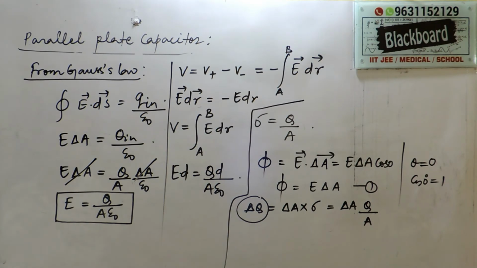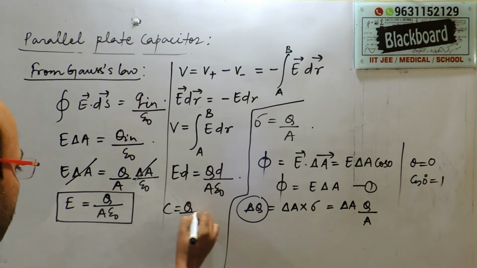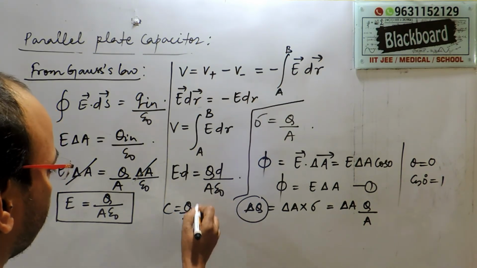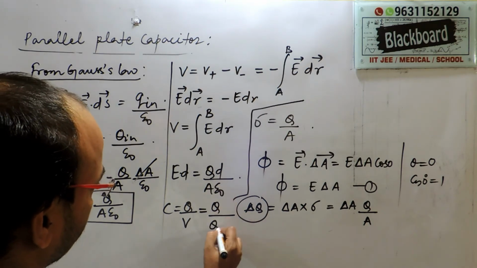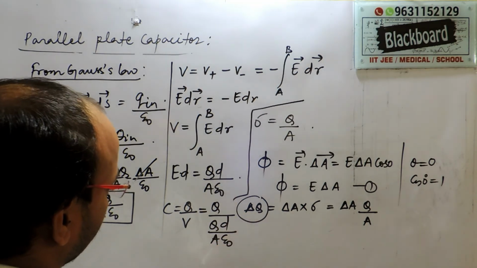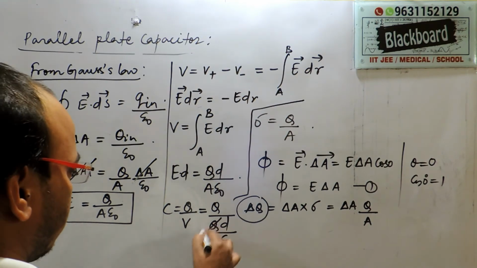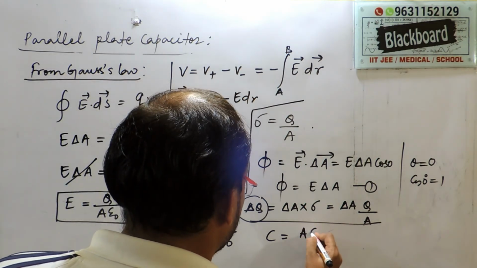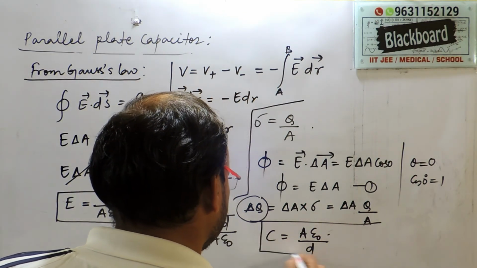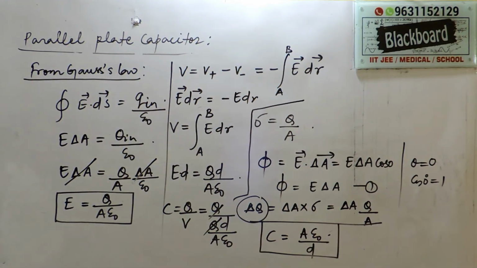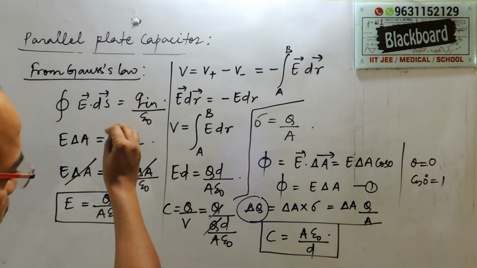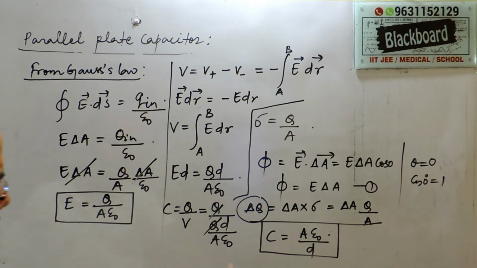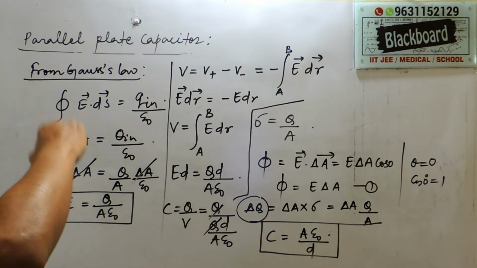The capacitance for the parallel plate capacitor is C is equal to Q by V. That means Q divided by Q D by A epsilon naught. Q cancels, and you get the result: C is equal to A epsilon naught by D. This is the parallel plate capacitance. From this result you can see the capacitance is directly proportional to the area and inversely proportional to the distance between the plates.